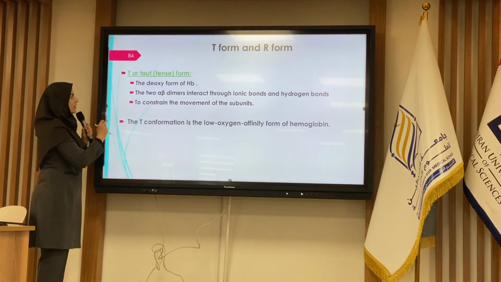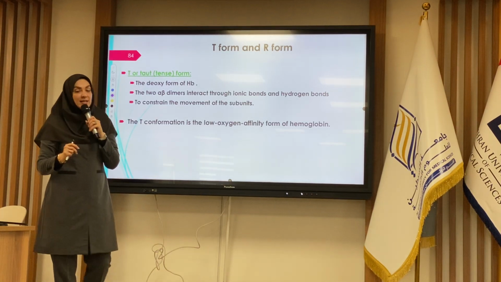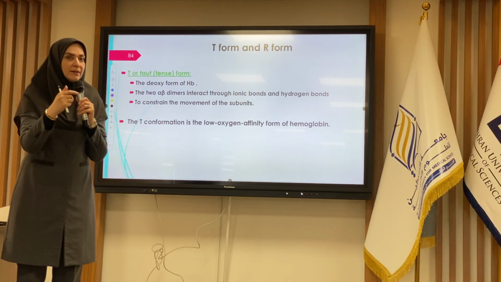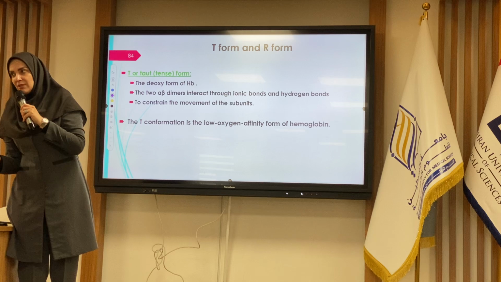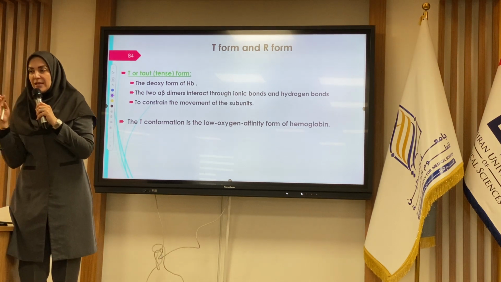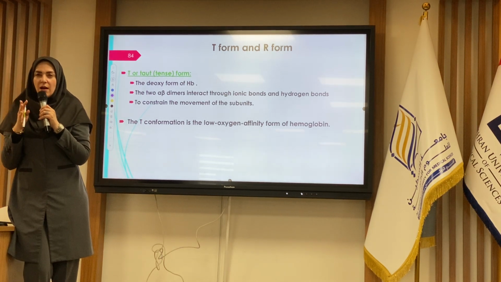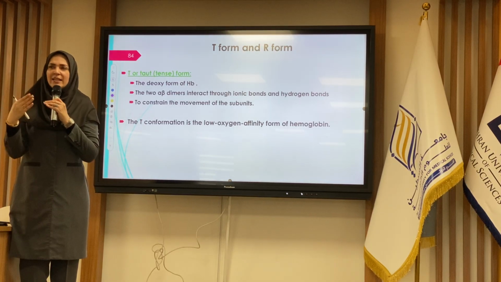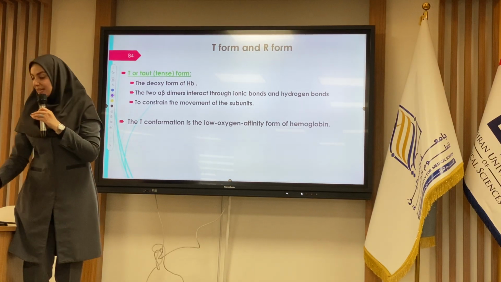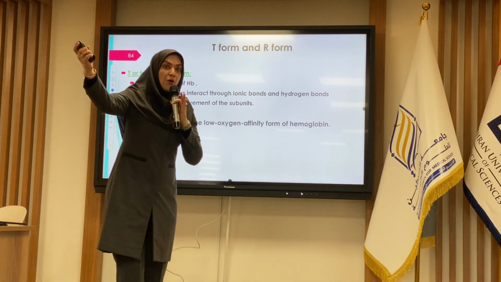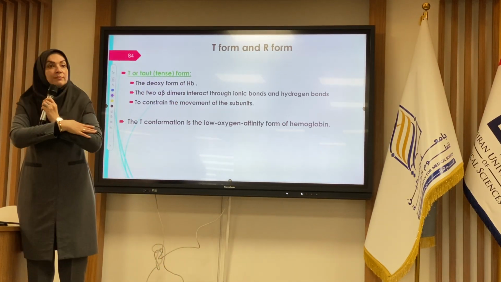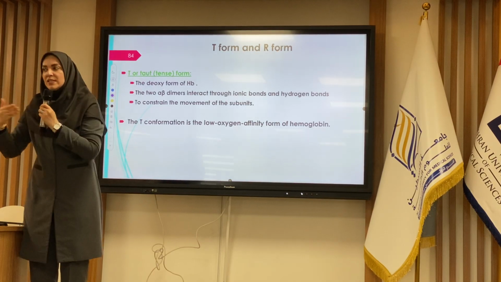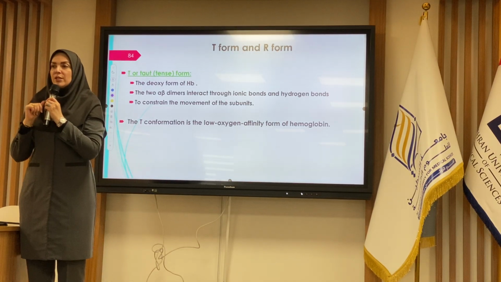We want to review the T form. T does not originate from the tissue, but I want to help you memorize it better. T, I mean tissue, if you want to memorize it better, okay? T means tense, but near tissue we have the T form. But what is the characteristic of the T form? This is the deoxy form. Now you can memorize it better.